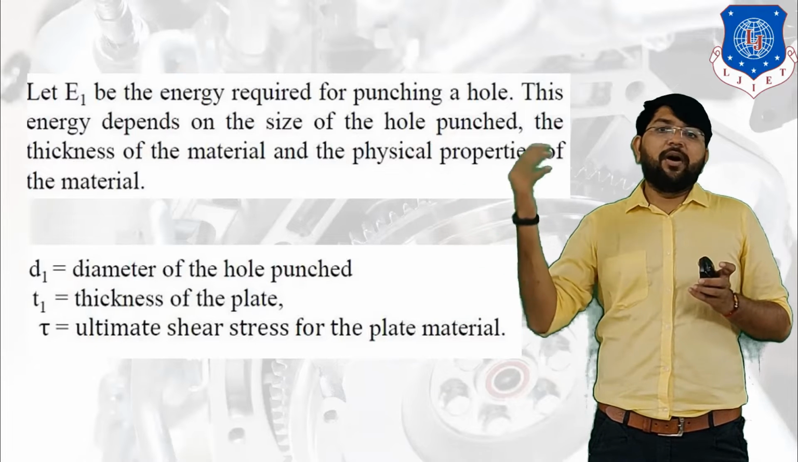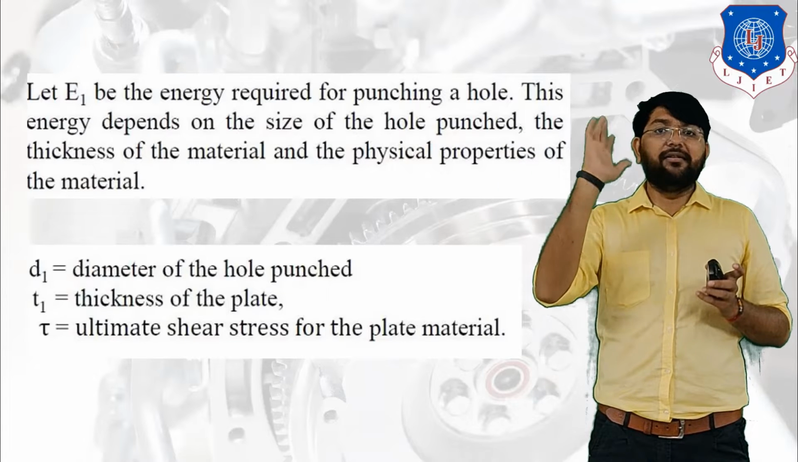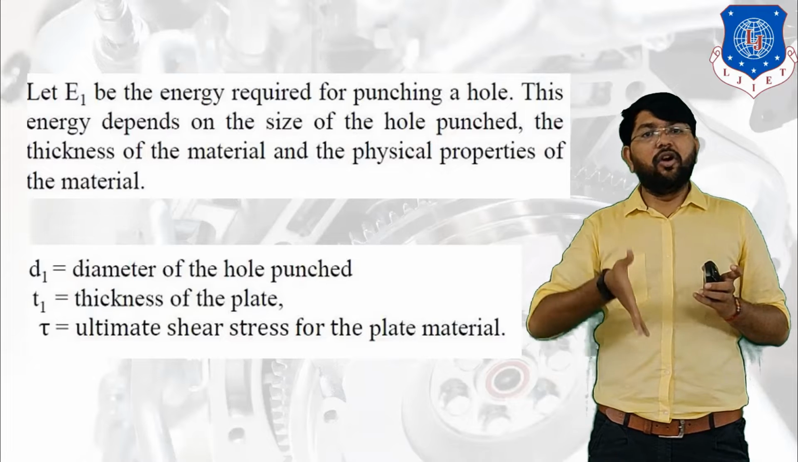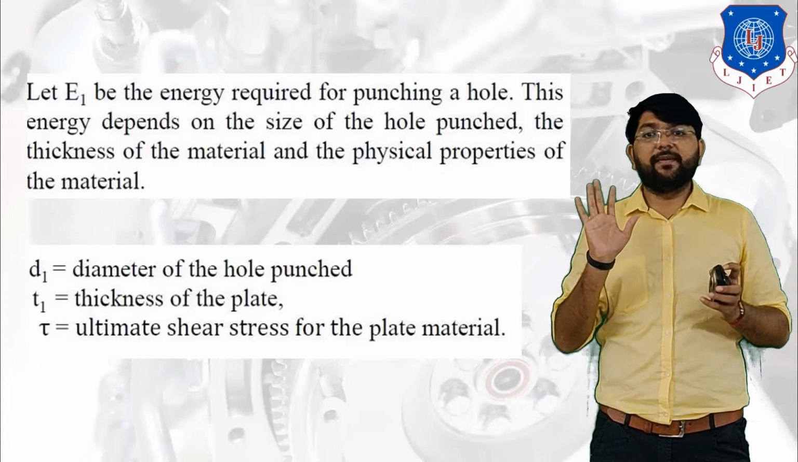The motor supplies power to the flywheel, the flywheel stores some energy, and this energy runs the slider crank mechanism, and the slider crank mechanism drills the hole in the plate. So this is the working of the punching press.